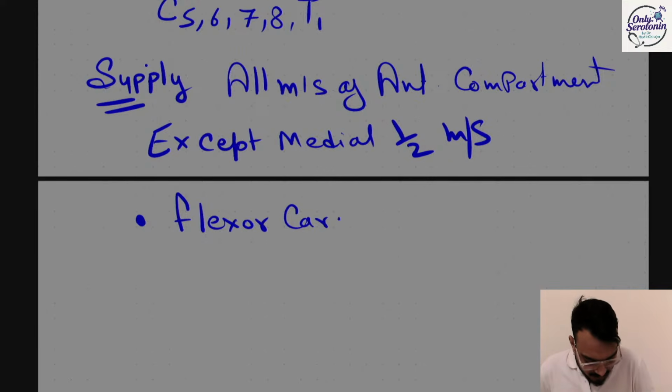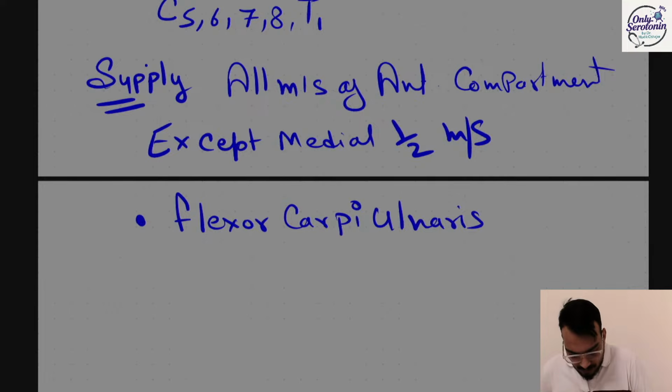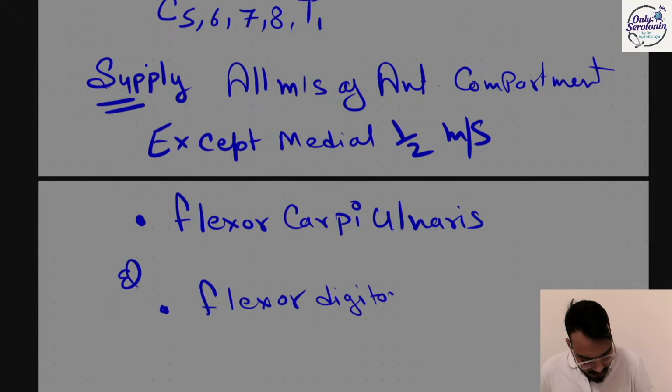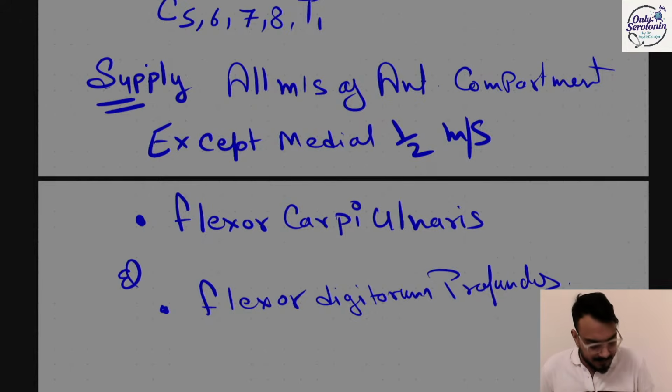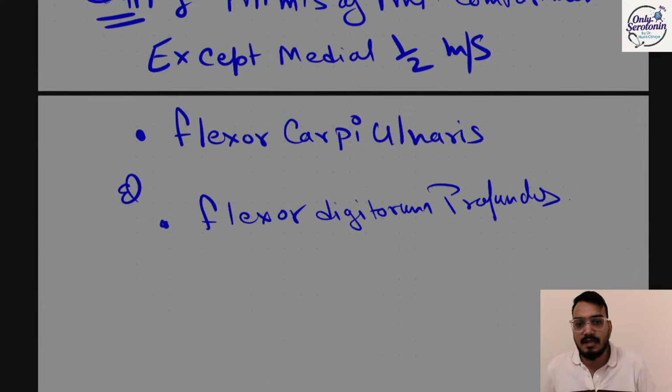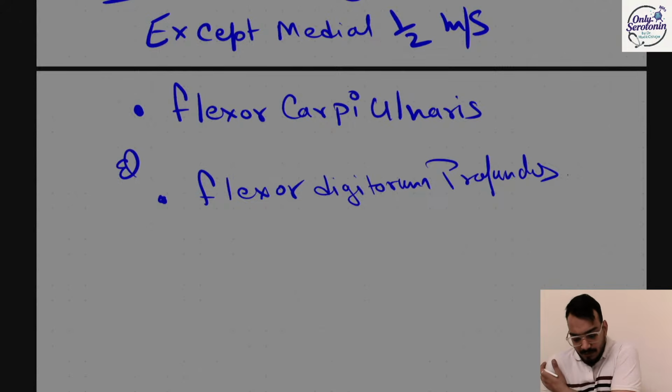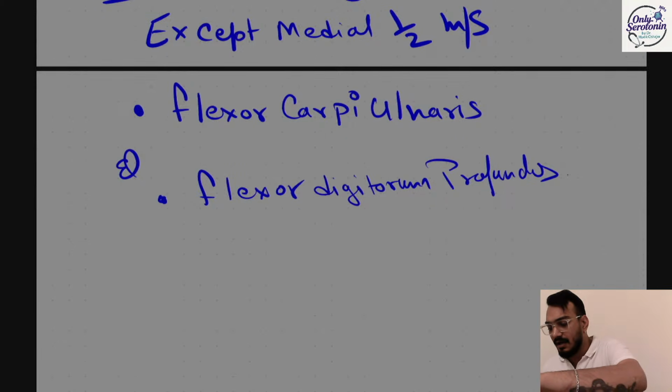These medial half muscles are flexor carpi ulnaris and flexor digitorum profundus. Flexor carpi ulnaris and flexor digitorum profundus. These two are what, guys? These two are the medial half muscles on the anterior compartment of the forearm.